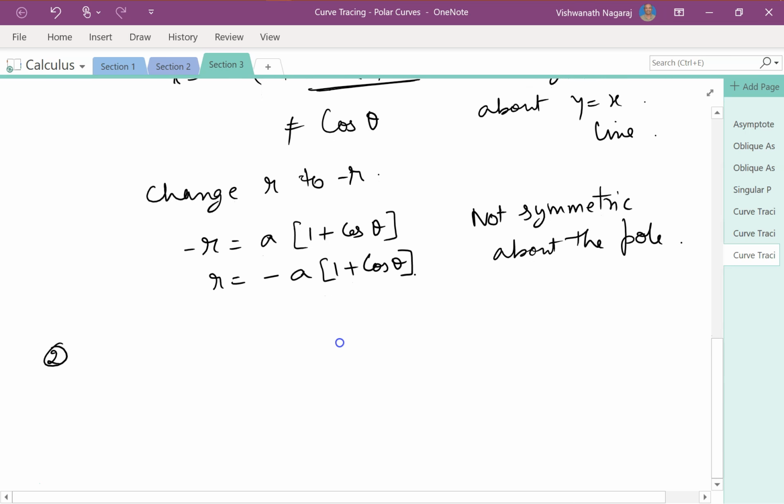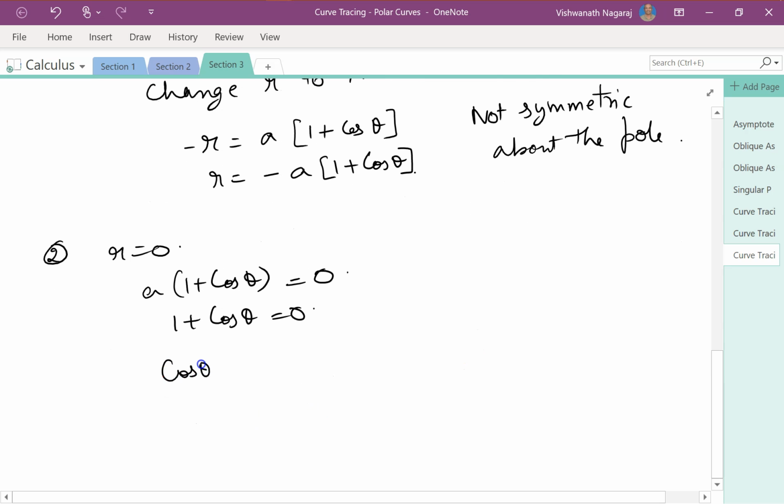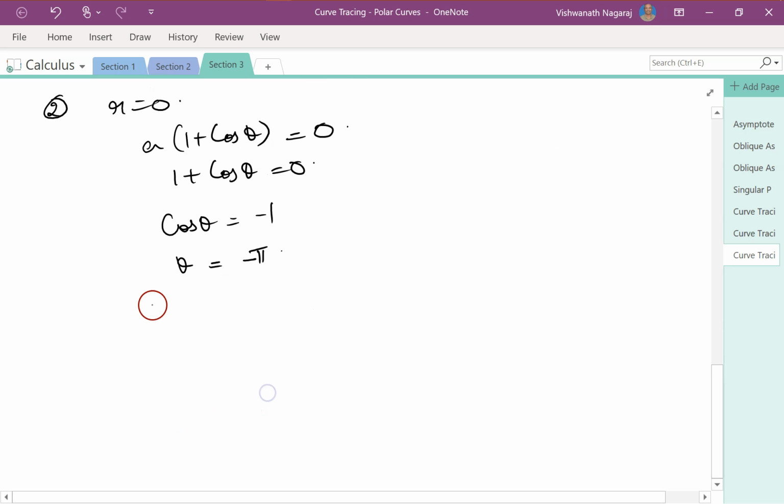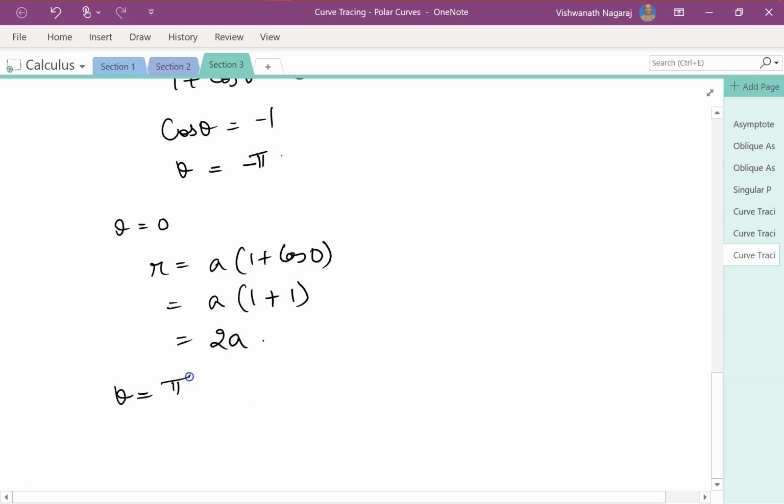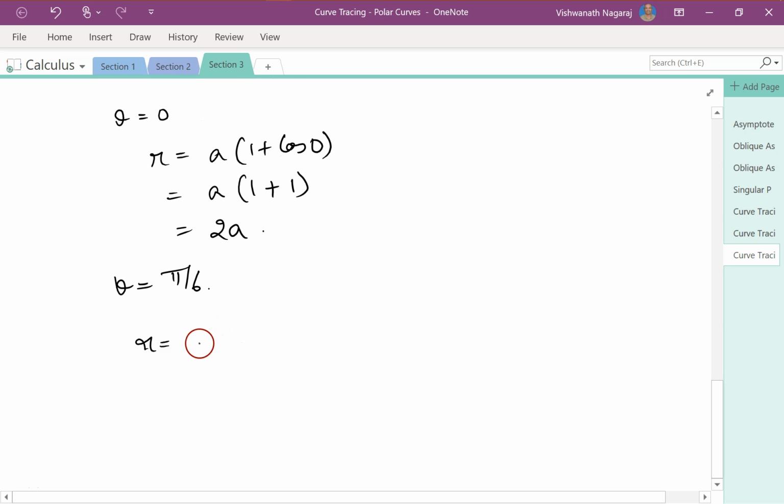Now let's look at when r is equal to 0. A times 1 plus cos theta, so 1 plus cos theta equal to 0, cos theta equal to minus 1, which means theta is equal to minus pi. When theta is equal to 0, r is equal to a times 1 plus cos 0, and 1 plus cos 0 is 2, so 2a.